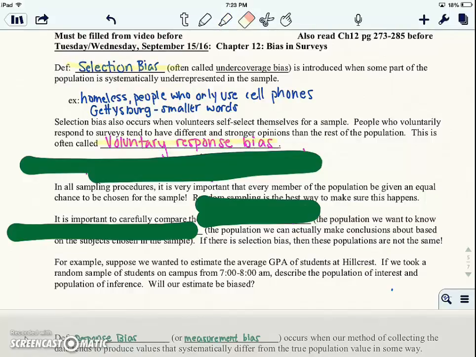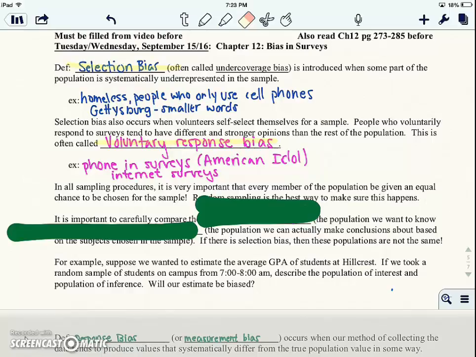So for example, a phone-in survey for American Idol. Lots of people watch the show, but only the people that really, really care about it call in and vote. Same thing with internet surveys. If you're kind of middle of the road, you're just going to go, oh yeah, and click X and get out of that. So it's not very representative.